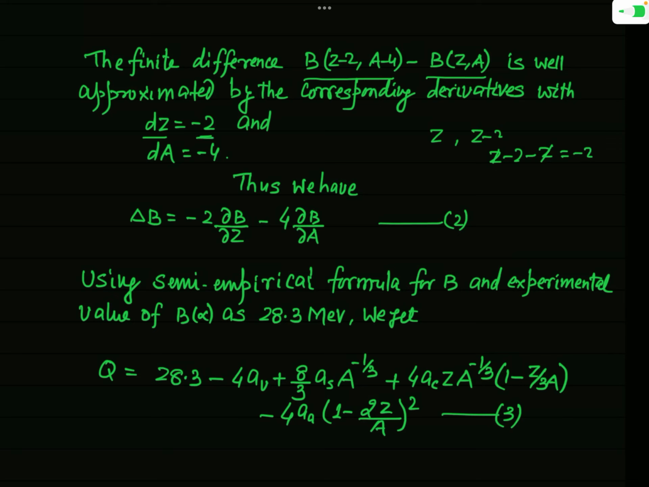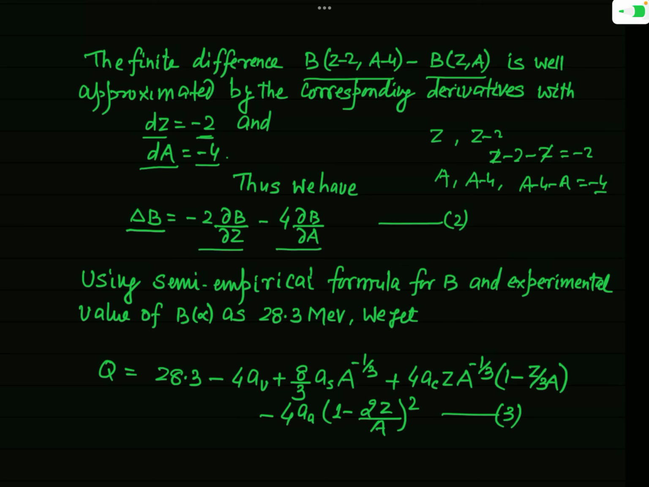And similarly, the mass number of the parent nucleus was A and that of the daughter nucleus was A minus 4. So what will be the change? The change will be A minus 4 minus A, which is equal to minus 4. So you can write the change in A is equal to minus 4. In terms of this, you can write the change in binding energy, delta B, as minus 2 del B by del Z minus 4 del B by del A.